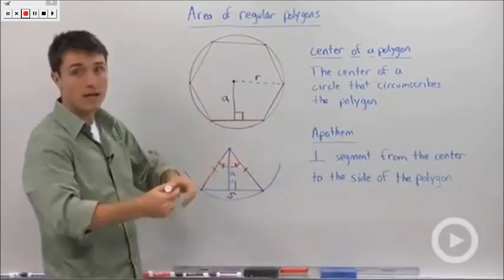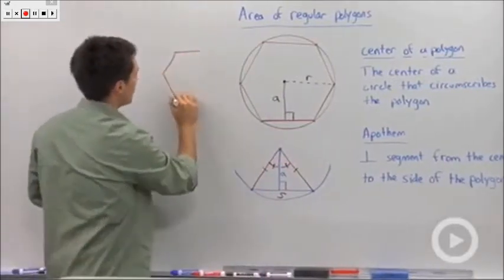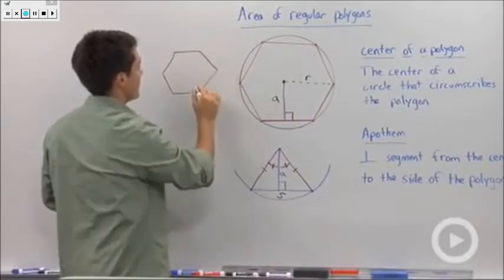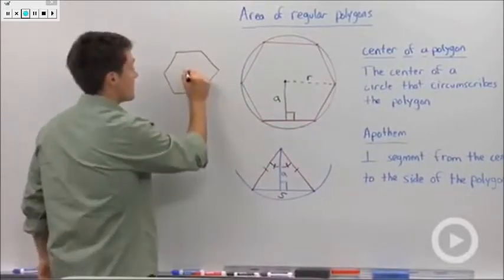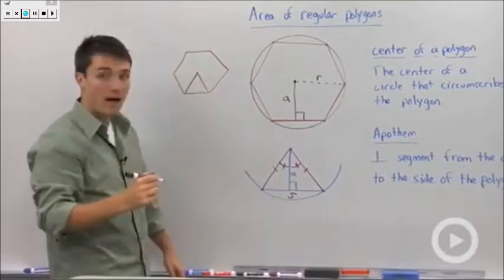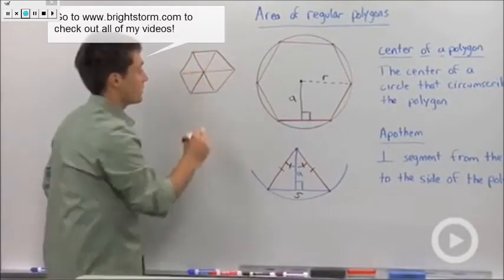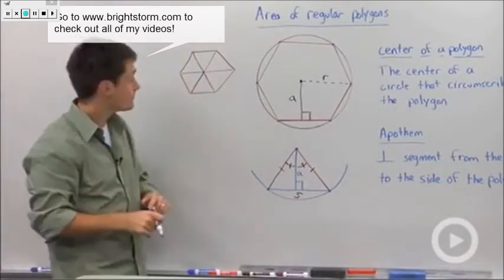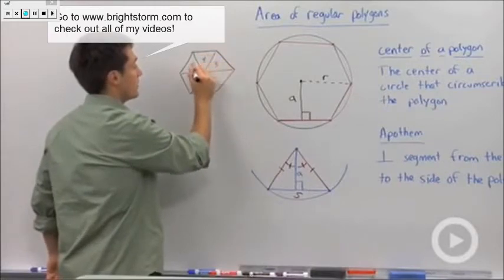Now, the reason why this is important is because if we want to calculate the area of this hexagon, and this will apply to any regular polygon, what we're going to do is think, well, Mr. McCall, I have no idea how to calculate that area. But what I do know how to calculate is the area of a triangle. So if I divide this hexagon into congruent triangles, and they'll all be congruent because it's regular, then all I have to do is add up the area of my 6 triangles.